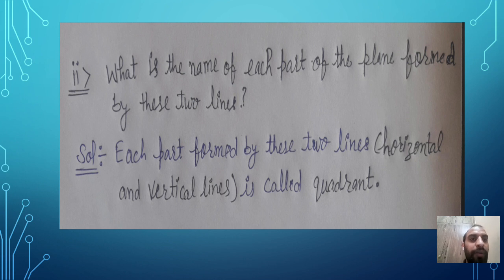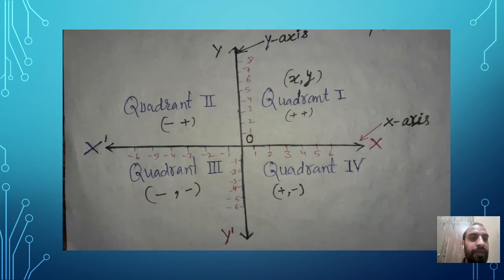What is the name of each part of the plane formed by these two lines? When these two lines are dividing a plane into four parts, what are the names of these four parts? Each part formed by these two lines, horizontal as well as vertical, is called a quadrant. So let's see this question once again with the help of a diagram. In this way, two axes are dividing a plane into four parts. First one is quadrant number 1, second is quadrant number 2, third is quadrant 3, and quadrant 4.